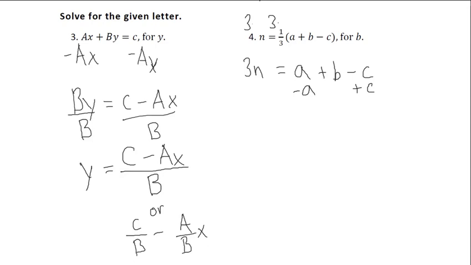Now if I'm subtracting A and adding C on the right side, I also must do that to the left side. So then I have 3N minus A plus C equaling B. And B is by itself, so I am finished with that problem.